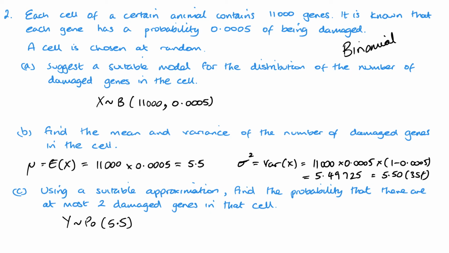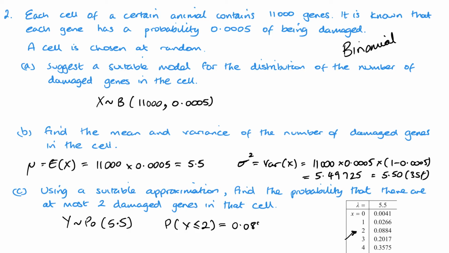Now we're trying to find the probability that there are at most 2 damaged genes in that cell. So at most 2 damaged genes. So we're looking at Y is less than or equal to 2. And 5.5 is a value that is in our tables, so let's bring those up. And here you can see it, so it's 0.0884.